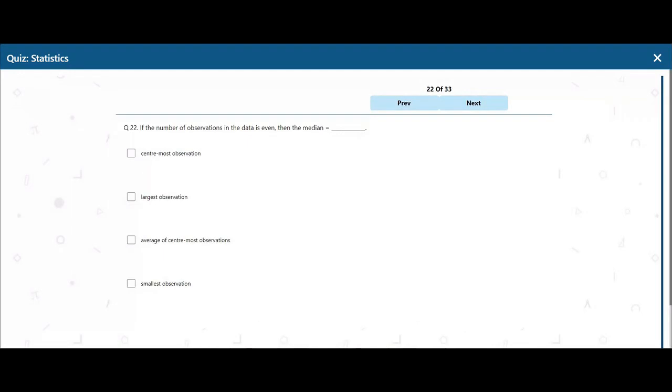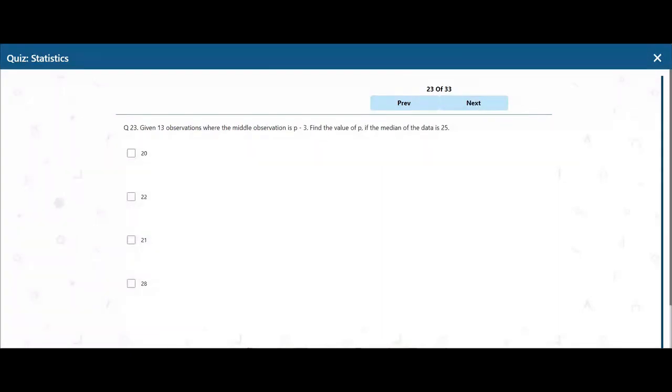Next. Who's next? Sujata. If the number of observations in the data is even, then the median is dash. Option A, ma'am. Centermost. If it is even, ma'am, option C. That's correct. Average of the center.